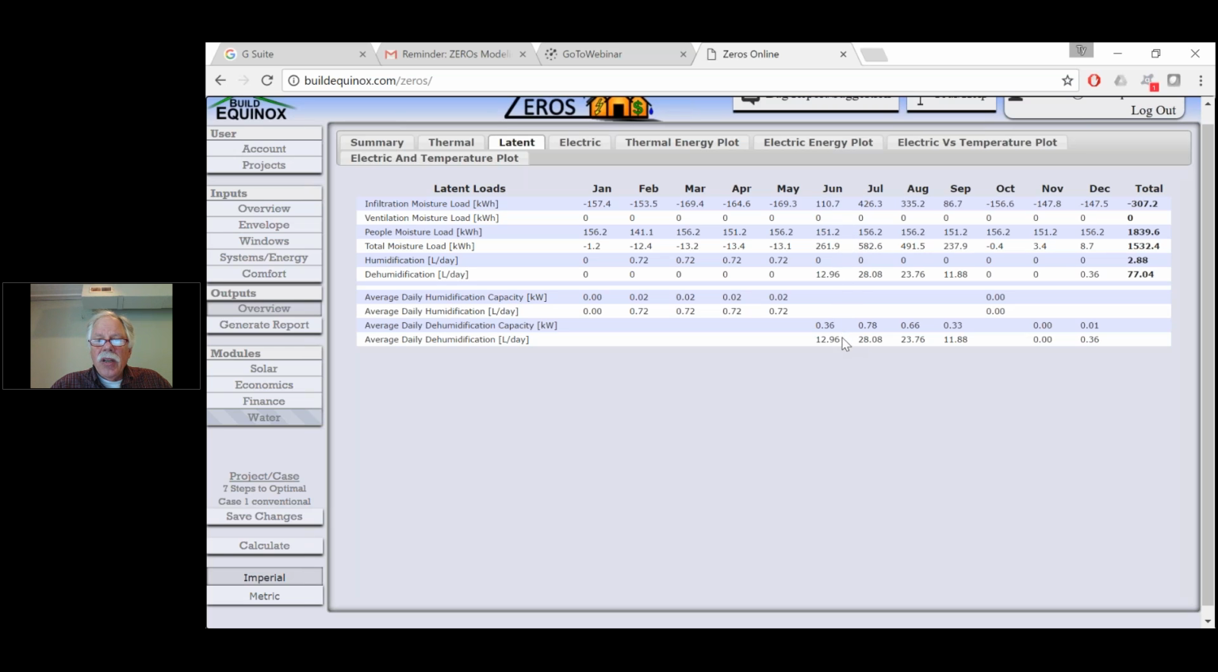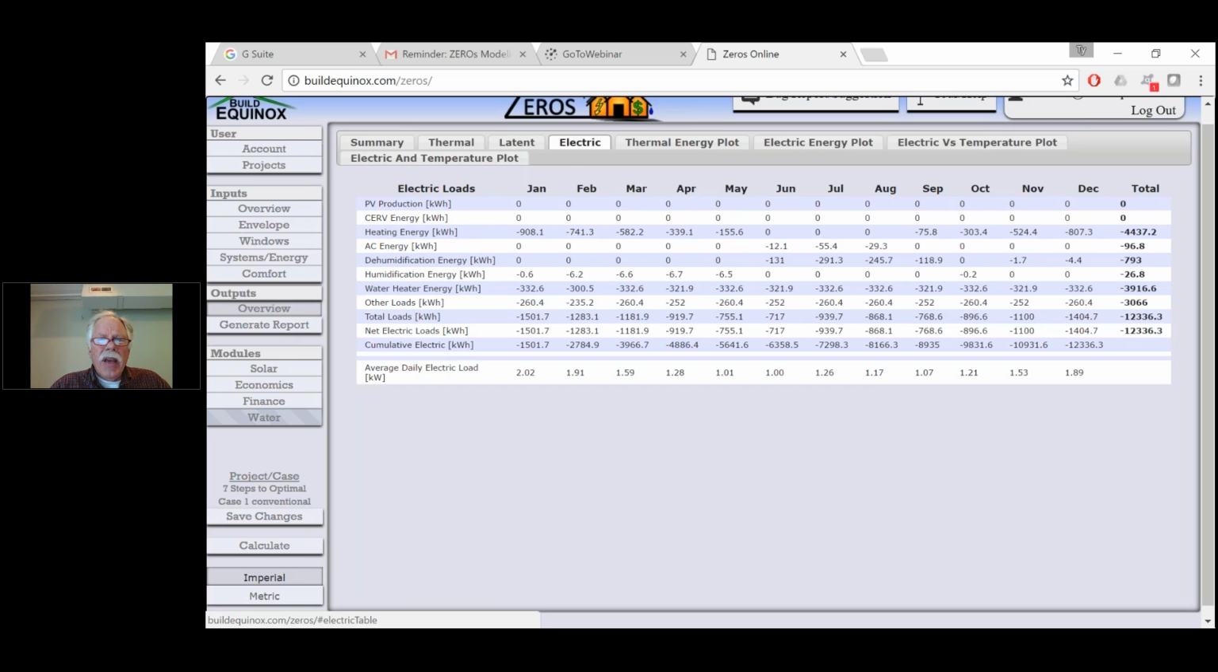And now we're seeing so many liters per day we have to pull out. And we assume somewhere in the range of about 2 liters per kilowatt hour as a dehumidification efficiency, which gives the energy impact on the home. And then all of that boils down into the electric.